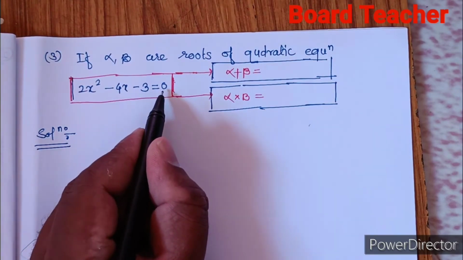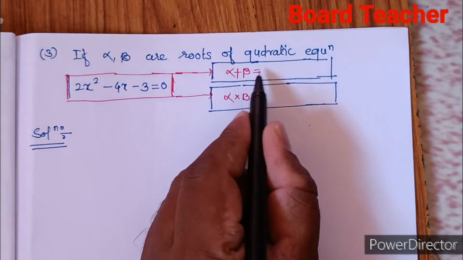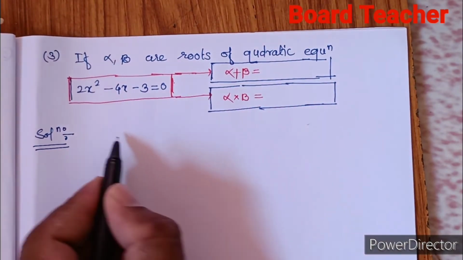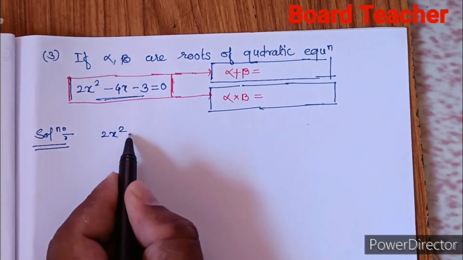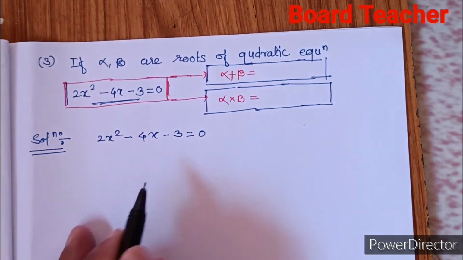Here if alpha and beta are roots of a quadratic equation and the given quadratic equation is 2x square minus 4x minus 3 equals to 0, then we have to find the sum of the roots and the product of the roots of the quadratic equation. Write down the given quadratic equation, which is 2x square minus 4x minus 3 equals to 0.